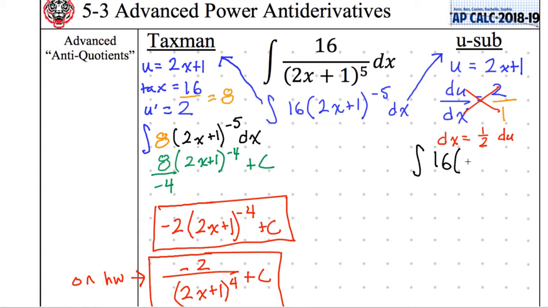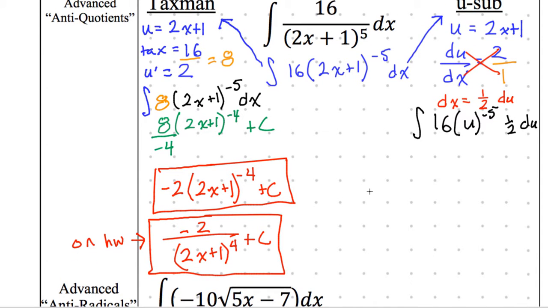16 times u to the negative fifth times 1 over 2 du. This dx turned into a 1/2 du because of this step. And that inside 2x plus 1 changed to a u. All right, we have done our u substitution. Now we need to actually start using it. The reason we did the u substitution was to make it easier to integrate.